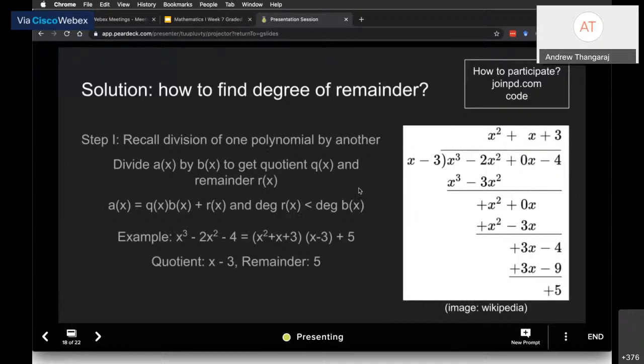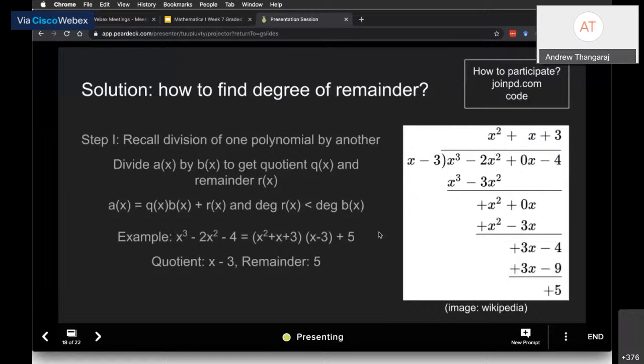So in this example, what you divided by is x minus 3. So the degree is 1. So what should be the degree of the remainder? 0. Right? The remainder itself could be 0, in which case you get, but you can even have 5. Okay. So this example sort of tells you how division works.